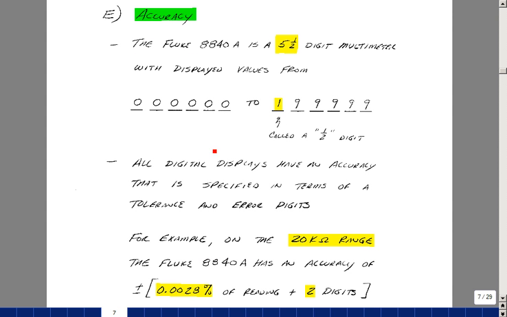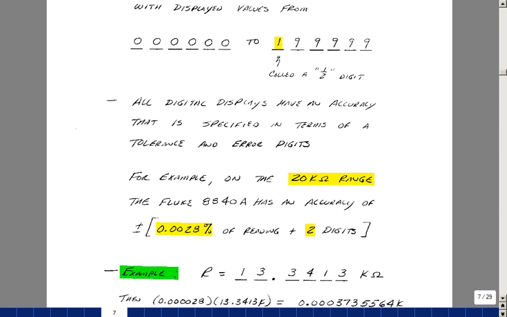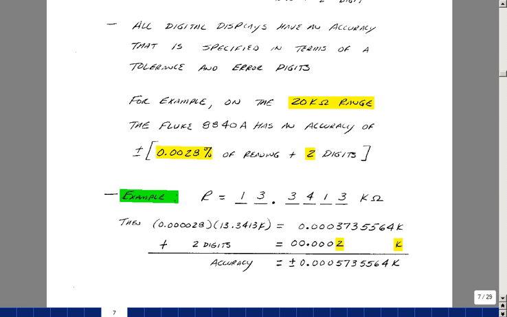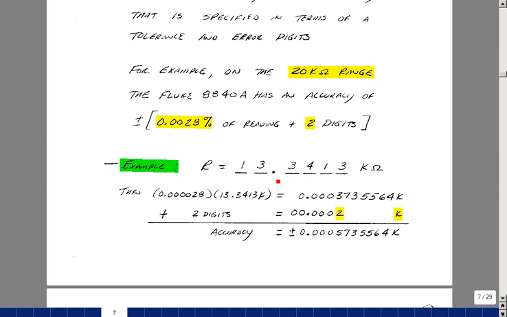When we do read something on the screen, there is a window of accuracy, just like there's a tolerance to the resistance. So let's take a look at some numbers here. On the 20 k-ohm range of the multimeter, the accuracy is listed by Fluke as 0.0028% of whatever your reading is plus two digits. Okay, what does that mean? Suppose that I read 13.3413 k-ohms.